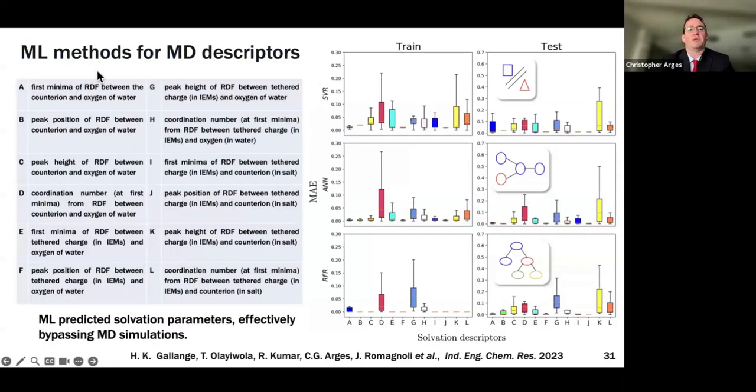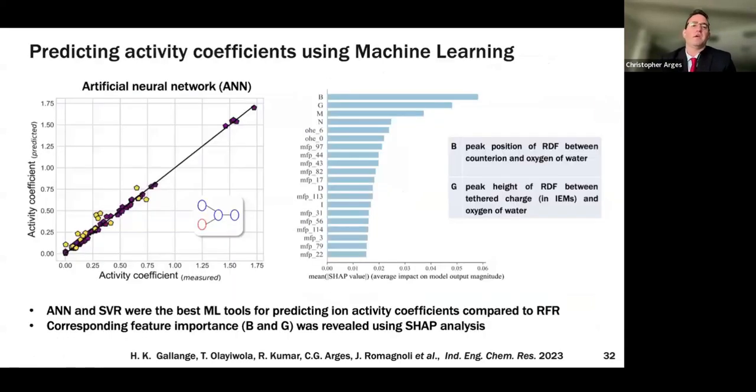In terms of the machine learning methods for MD descriptors, we looked at three different methods: support vector regression, artificial neural network, and random forest regression. Overall, they seem to do a good job of predicting the MD simulation outputs from descriptors. This is for the training set, and this is for the test data set. I think we largely rely on ANN and SVR because they give the lowest mean absolute error value, this MAE.